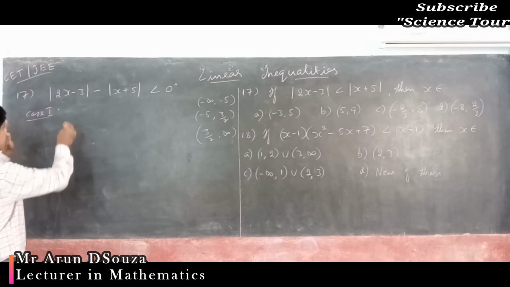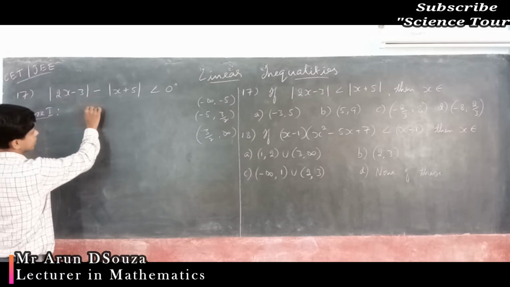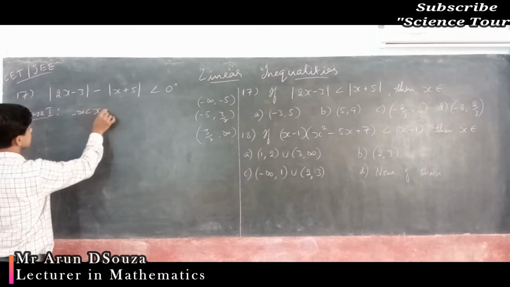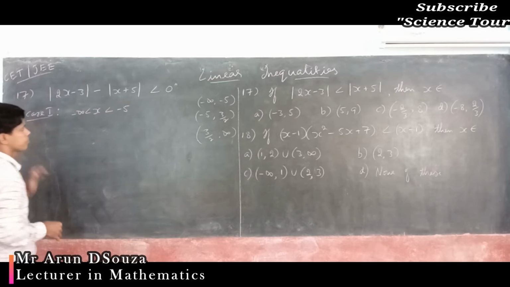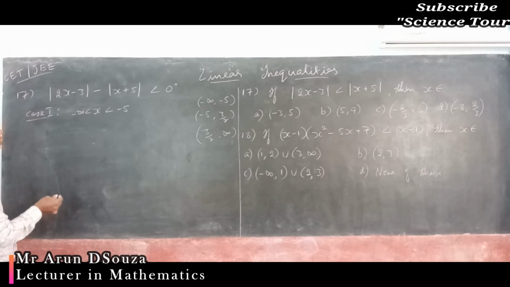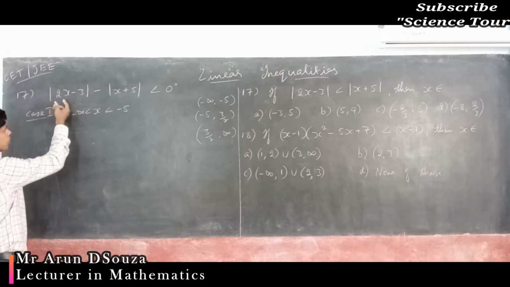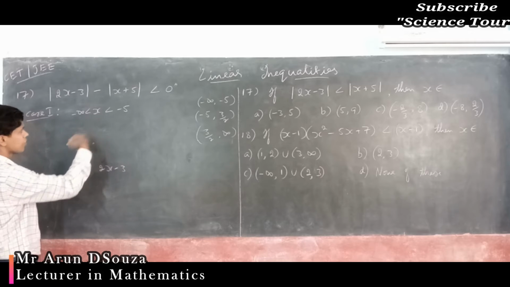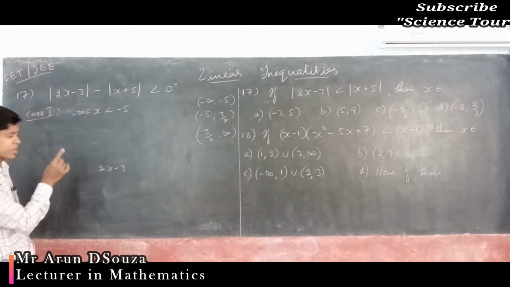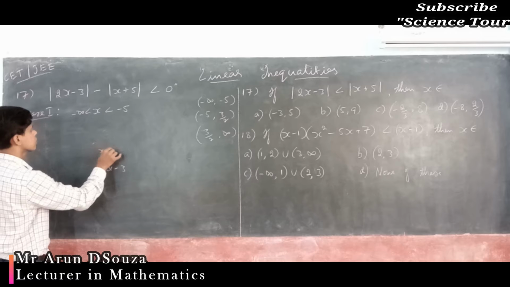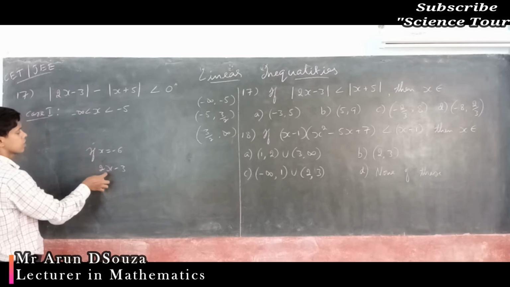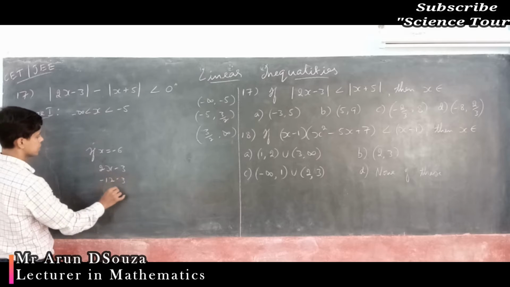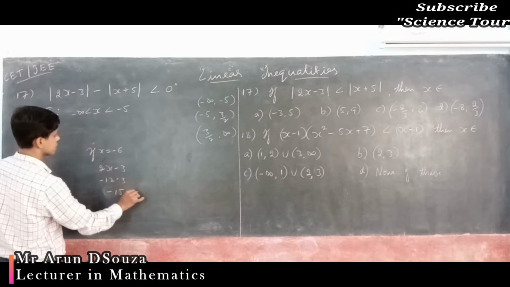you have x in between minus infinity to minus 5, right? So in this interval, what is 2x minus 3? Take any value less than minus 5. Less than minus 5 is minus 6. You put minus 6. So if x is minus 6, then what happens to this? Minus 12 minus 3 minus 15, which is less than 0, correct?